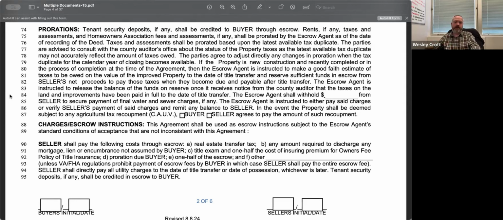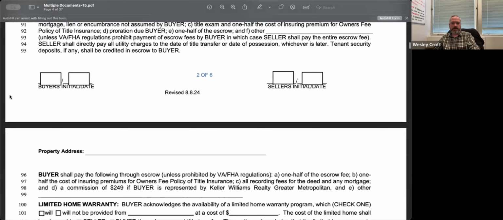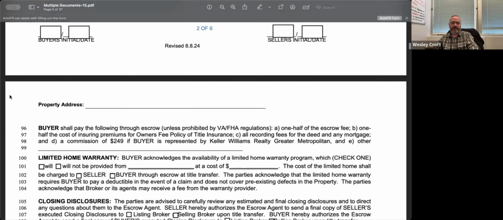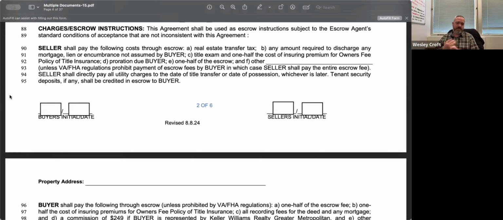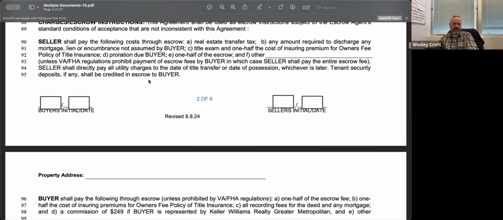Okay, so line 88 to line 99. Everybody's always wondering. I have sellers that ask me this and buyers that ask me this all the time. What are closing costs? Like what are those things? And so this spells it out. So starting on line 90, I'll blow through it for the sellers, and then I'll go down to the buyers and I'll explain it further.